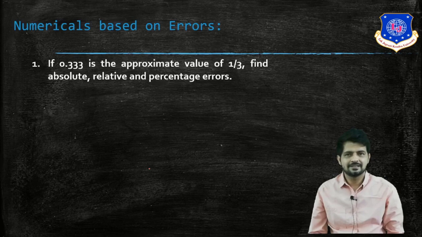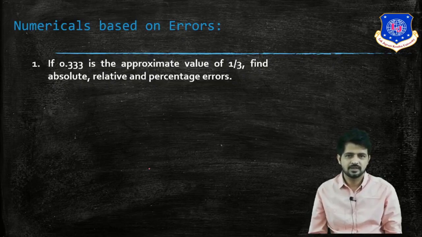Okay students, let us study some numericals based on the errors. These are asked in GTU exams. Okay, what is the given statement? You can see, if 0.333 is the approximate value of 1 by 3, find absolute, relative and percentage errors. We are already having the formulas to find absolute error, relative error and the percentage error.